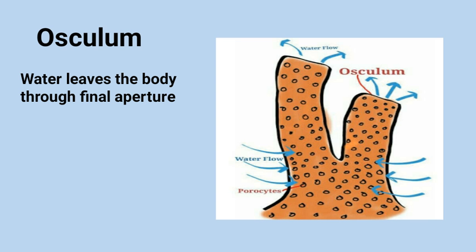Now basically what happens, water goes inside the body of sponges by means of these small pores called ostia, and then it leaves the body by means of osculum, which is a large opening. So basically ostia are the entrance site and osculum is the exit site.